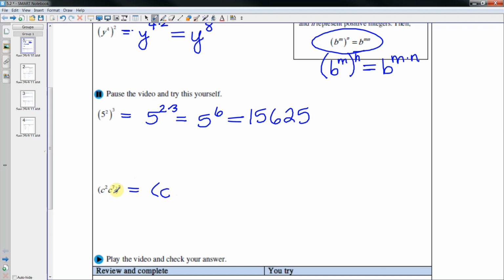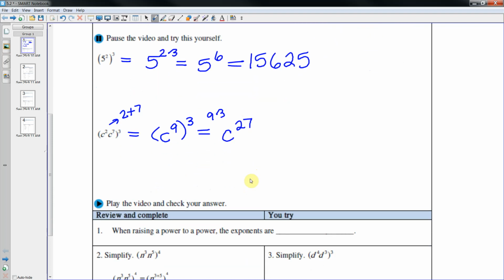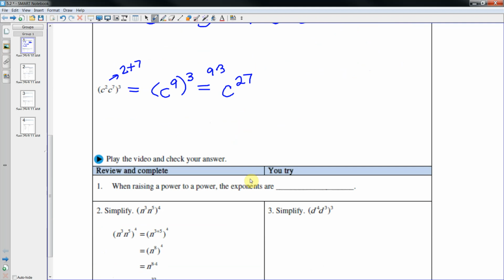So I'm going to simplify my parentheses. c squared and then c to the 7th, so I'm taking 2 plus 7, that's going to give me c to the 9th, and I've still got it to the 3rd power on the outside. Now I'm going to take c to the 9 times 3, which would be c to the 27. And it's just as easy as that. So when raising a power to a power, the exponents are multiplied.